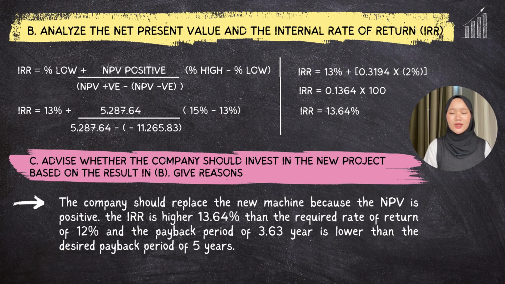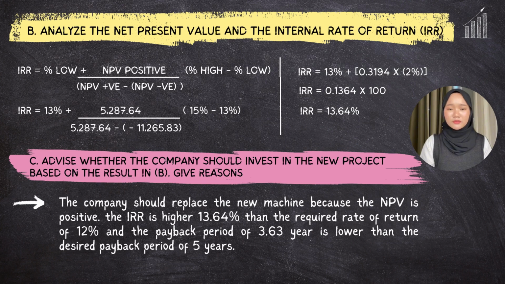To conclude, the NPV at 13% is positive, indicating the project adds value, while the NPV at 15% is negative, showing diminishing returns as the discount rate increases. The IRR of 13.64% exceeds the required rate of return, making this project financially attractive. This analysis provides a strong basis for deciding whether to proceed with the project, balancing both the time value of money and profitability. Based on this result, here is our recommendation.